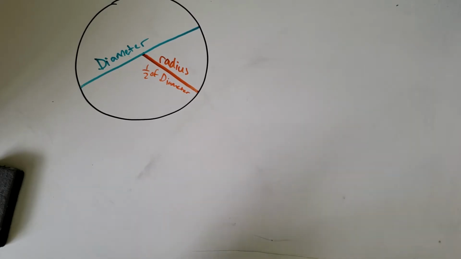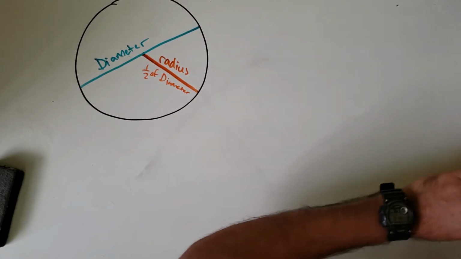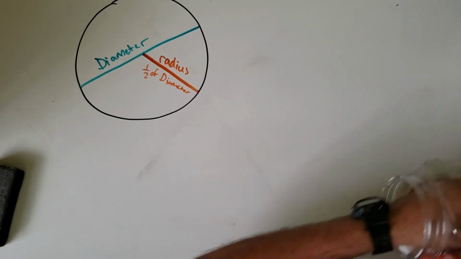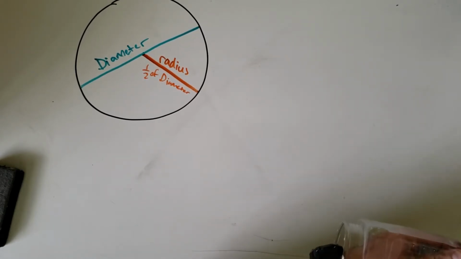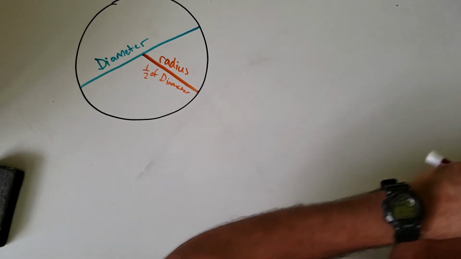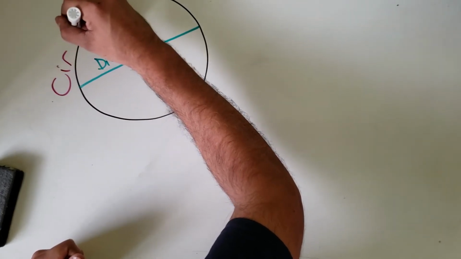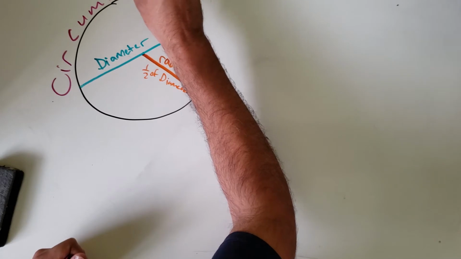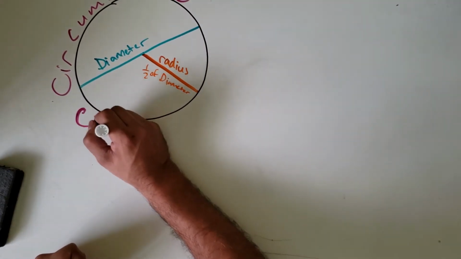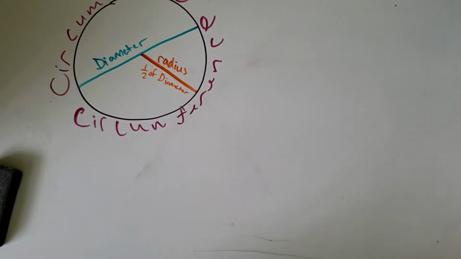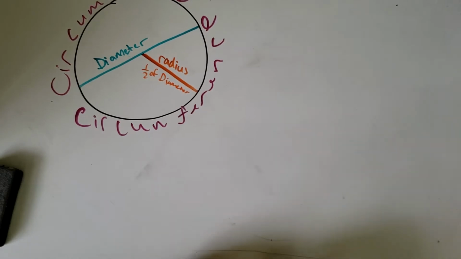And then we learned about the distance around the circle. It's kind of like a belt around your waist, and that has a name also. Does anyone remember the name of the distance around? No? Okay. Circumference, there you go. Let's write it again. So the distance around the circle is called the circumference.